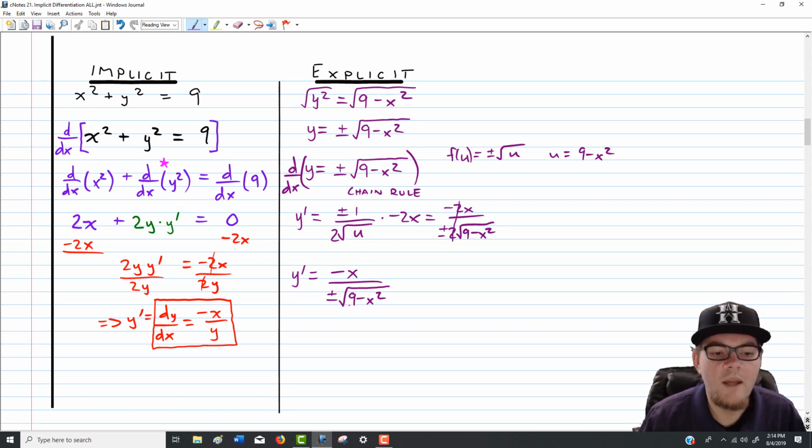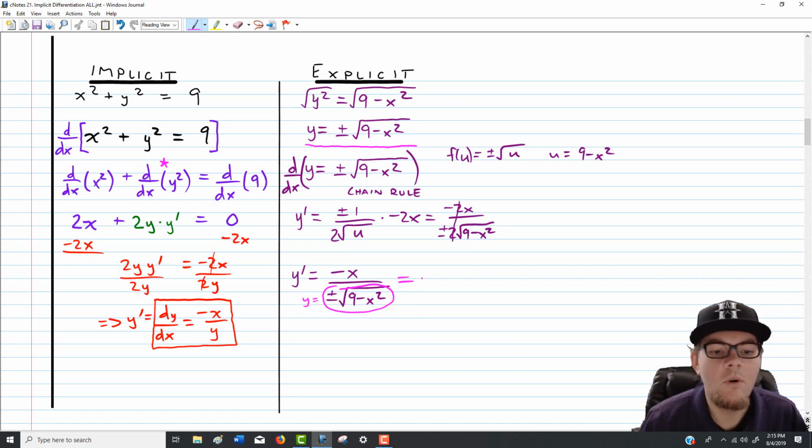Negative x over plus or minus the square root of 9 minus x squared. Plus or minus the square root of 9 minus x squared gives me kind of that weird feeling of déjà vu. And that's because déjà vu didn't work. We just saw that expression. We were solving for y and we got that y is equal to plus or minus the square root of 9 minus x squared. In other words, this denominator is actually equal to y.